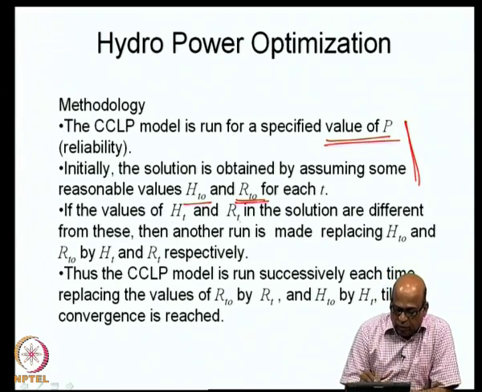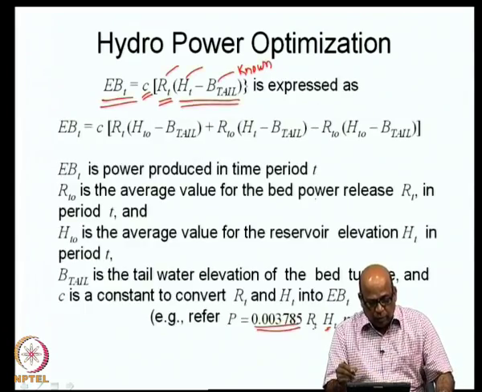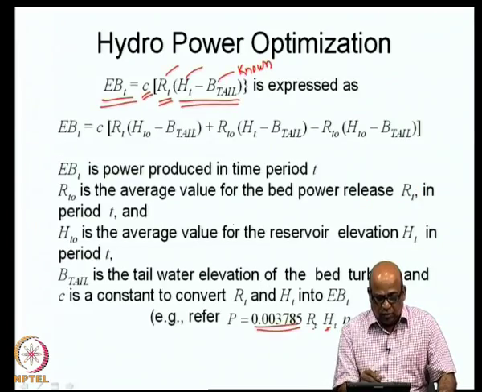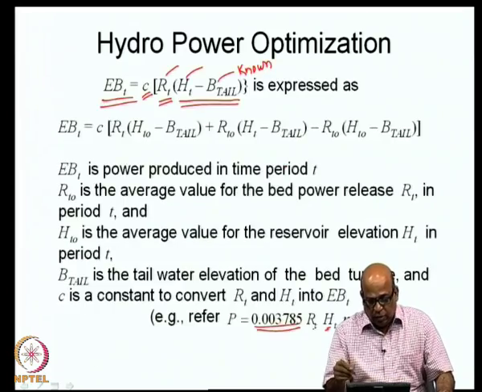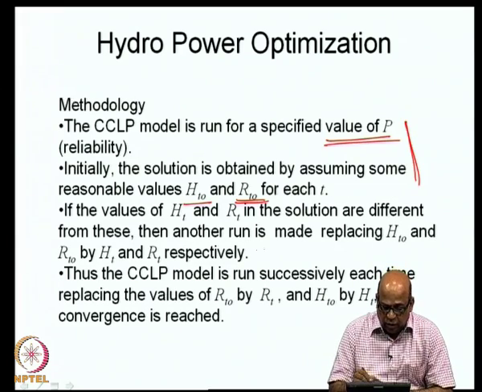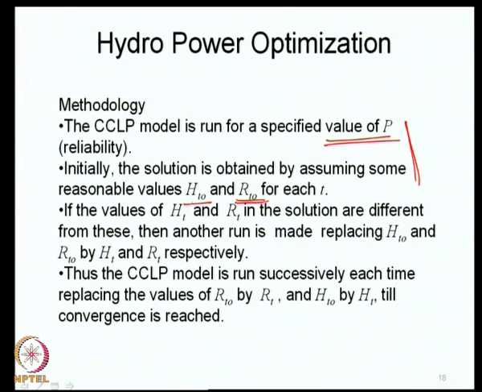Then if the values of HT and RT in the solution are different from these, what I mean by that is that if your HT and RT do not satisfy this expression here, then we resolve that problem. Another run is made replacing HT naught and RT naught by HT and RT respectively. So, if your HT naught and RT naught are not very close to HT and RT, then you make another run by resetting them to be HT naught and RT naught respectively.